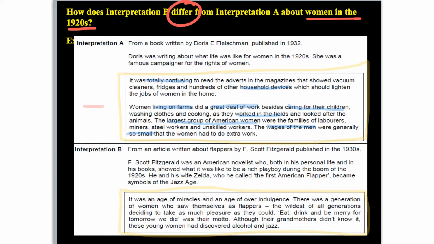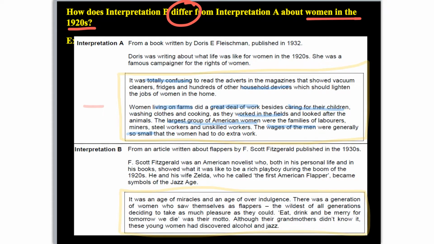Now that's important to bear in mind, because as you then turn your attention to interpretation B, if you think about the question, if interpretation A is going to give you a sort of negative impression, I suppose you could conclude that potentially this one's going to give you a much more positive impression.